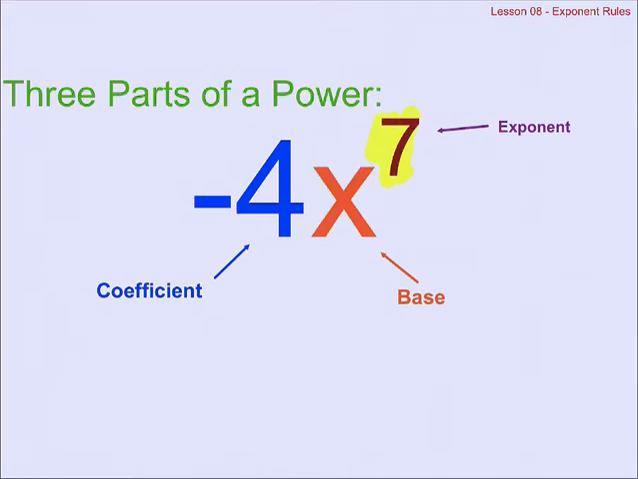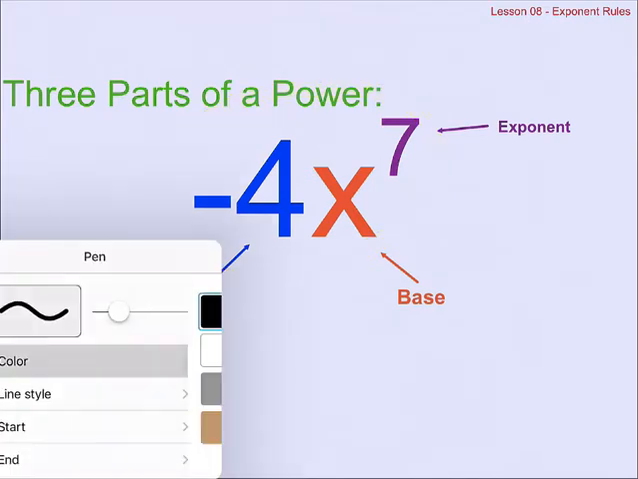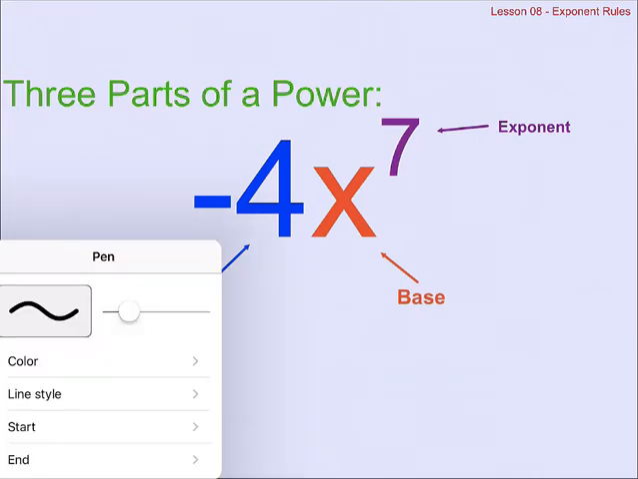Please don't call that the power. We certainly can read this as -4 times x to the 7th power, but we still wouldn't call the 7 a power. The 7 is the exponent. The whole thing is the power. Just wanted to make sure we're on the same page with that so we can go over a few of the rules for dealing with exponents.